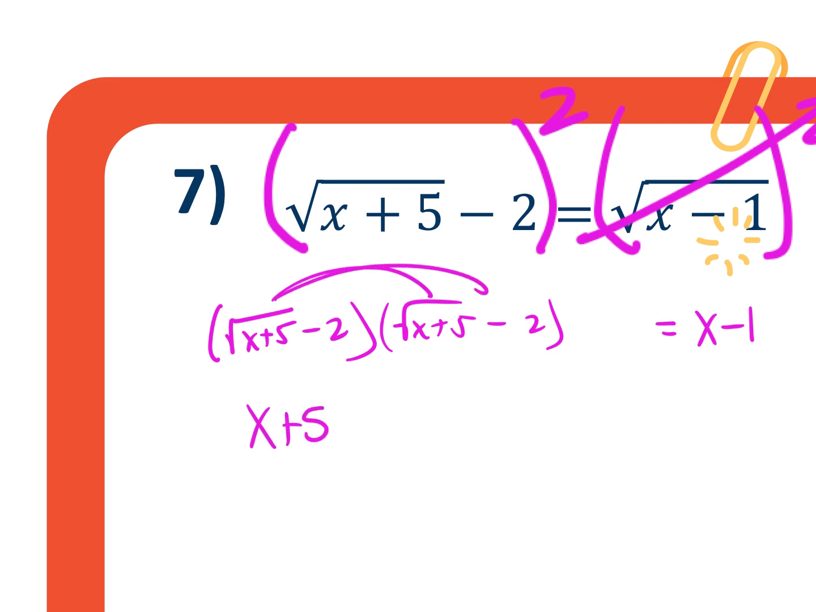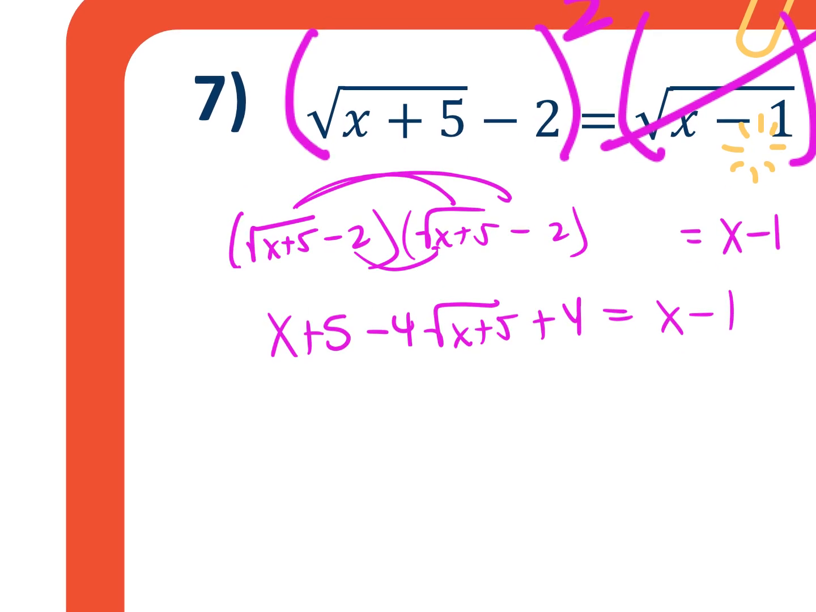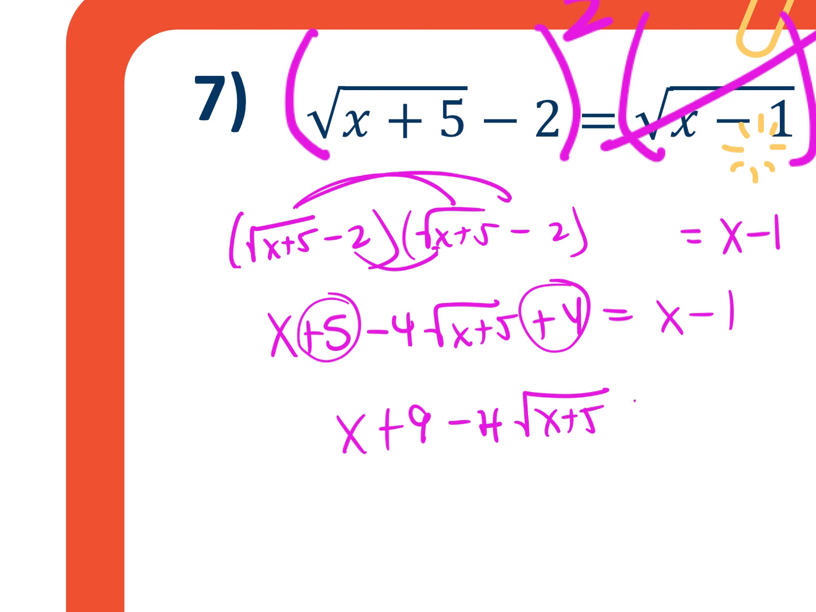Now when I go here and here, I have negative 2 root x plus 5, and here negative 2 root x plus 5, so it gives me negative 4 times the square root of x plus 5. And then negative 2 and negative 2 gives me a positive 4. Equals x minus 1. So let's clean up. I have a positive 5 and a positive 4. So I have x plus 9 minus 4 square root of x plus 5 equals x minus 1.